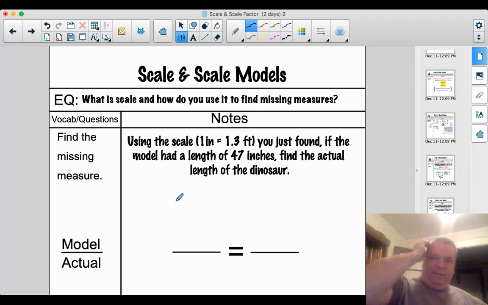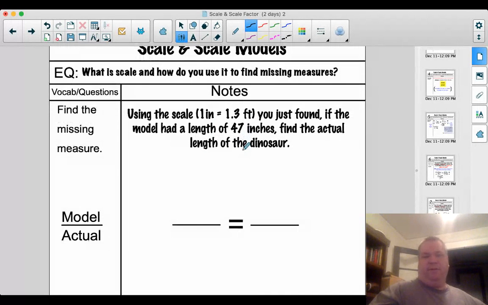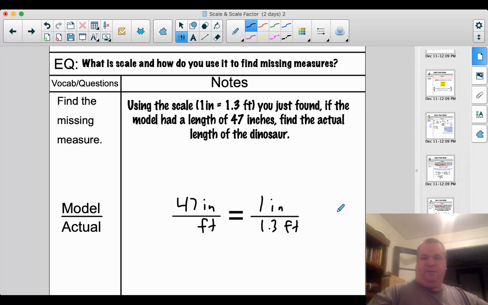All right, so let's now use that scale to keep going. And here we'll round it off to 1.3. That's fine. This will be not exact, but we'll deal with it. So the scale that I just found, because we're using the same scale now, is 1 inch equals about 1.3 feet. I want to find out if the model had a length of 47 inches, find the actual length. Okay, so 47 is the model length. So I can put that on top, 47 inches. I want to find how far it is in feet on the actual dinosaur.